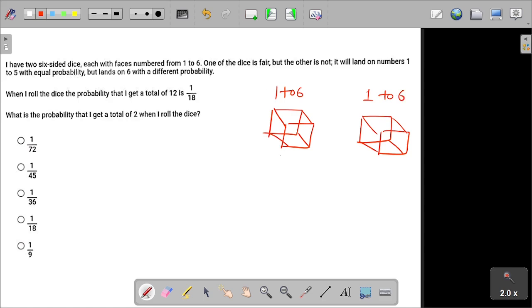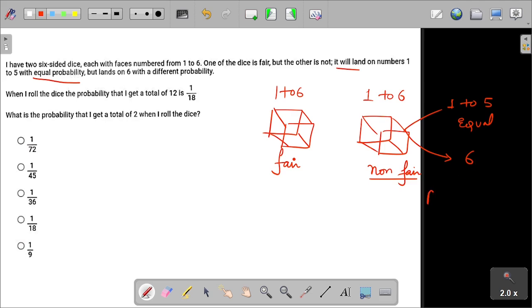One of the dice is fair. So let us suppose this is a fair dice and the other is not, a non-fair dice. What is the meaning of this non-fair dice? It will land on numbers 1 to 5 with equal probability, but it lands on 6 with a different probability.